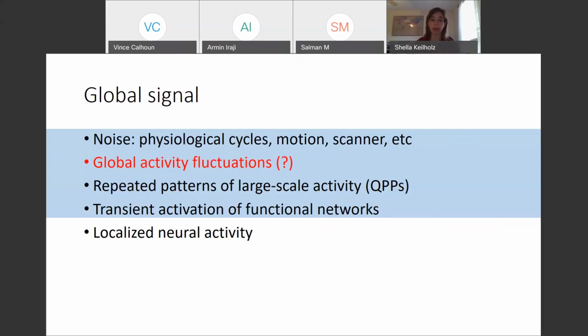Anytime you have widespread signal changes that are coherent, that coherent activation should increase the overall global signal, unless it's completely offset by an equal deactivation of other areas. So you can see how these large-scale networks might give rise to some of the global signal. And my question here is whether there are actual global changes in activity above and beyond these components that come from transient activation of functional networks, or the QPPs.